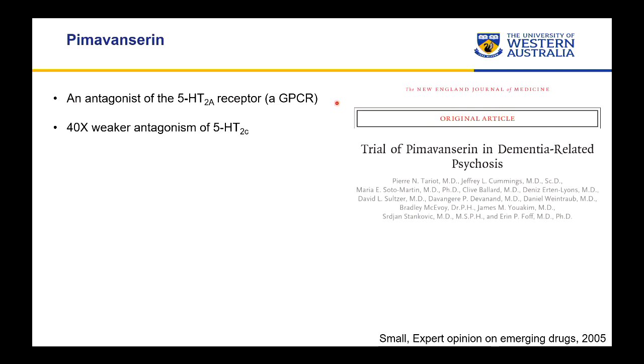But it's not always the SSRIs that can cause an effect. So this is an example of a specific drug that works a little bit differently to SSRIs. This is pimavanserin, and this is an antagonist of the 5-HT2A receptor. So this is specifically a serotonergic receptor. It's a G protein coupled receptor.